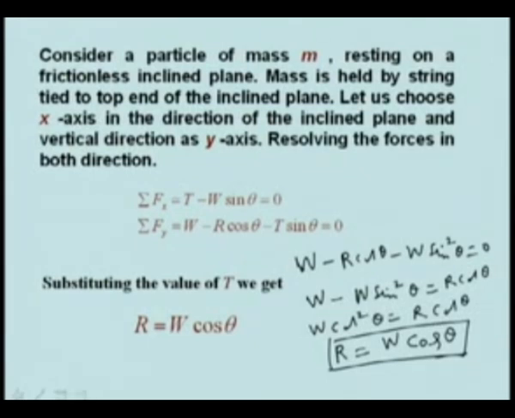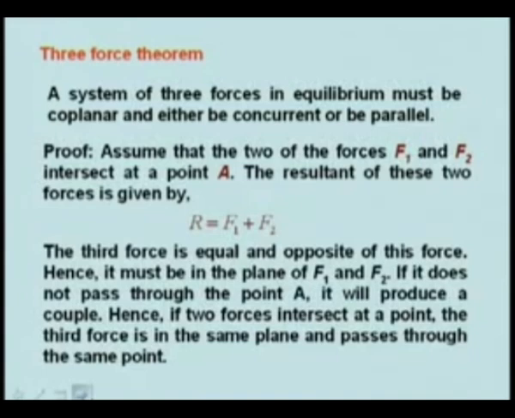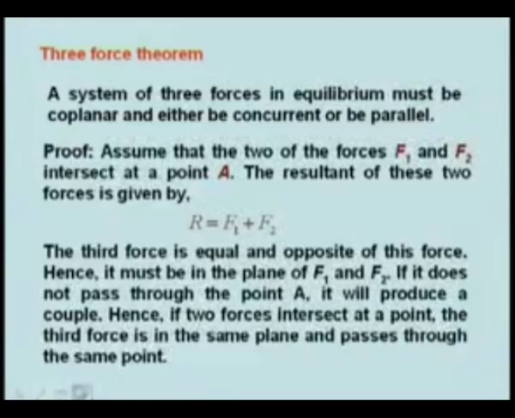So, here we see that we have resolved in two different directions, although most of the time we will be resolving the forces in orthogonal directions. Now, if three forces are acting on a body, the system of three forces must be coplanar and either be concurrent or be parallel. That is the three force theorem. If just one force is acting on a body, then the body cannot be kept in equilibrium, because the resultant cannot be 0. If two forces are acting on the body, they must be equal and opposite, and they also must be collinear. If they are not collinear, then they will produce a moment. Therefore, the two force theorem is that if there are two forces acting on the body, they must be collinear.